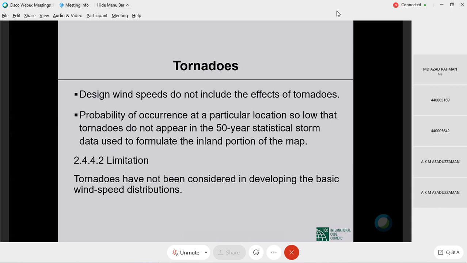The design wind speeds that we have in ASCE 7, or the ones that are included in BNBC 2020, do not include the effects of tornadoes. That is because tornadoes are very localized in time as well as space. Okay, they move on quickly, so they are localized in time, and they hit relatively small areas, and then they move on. So localized in place.